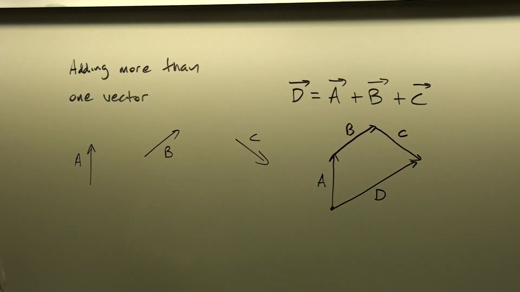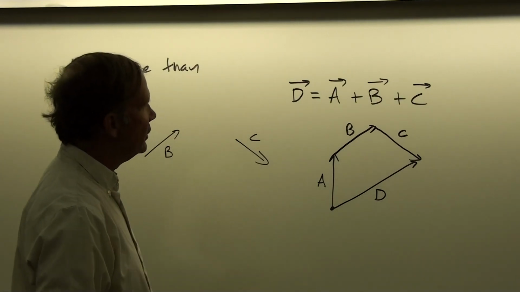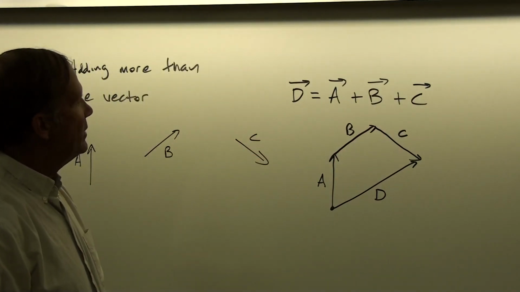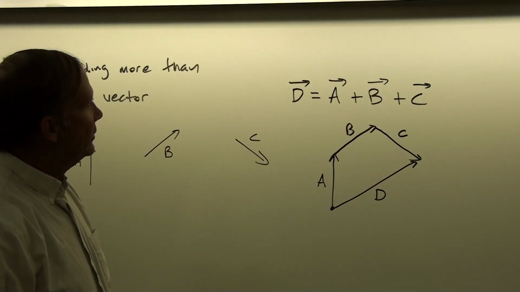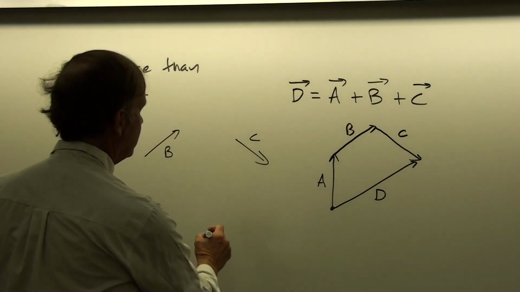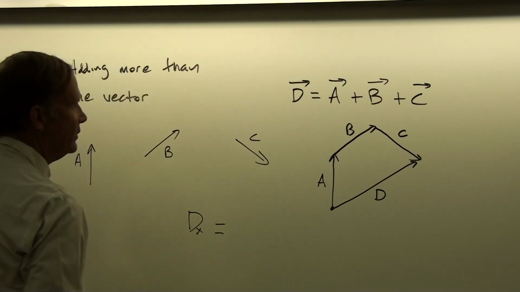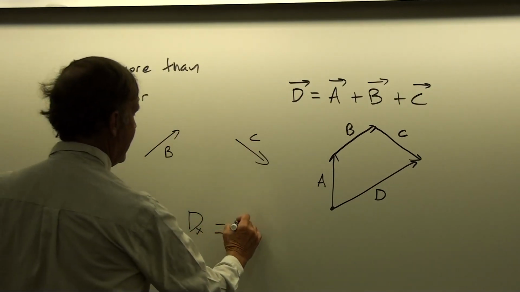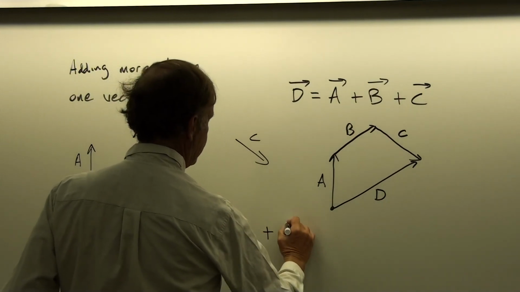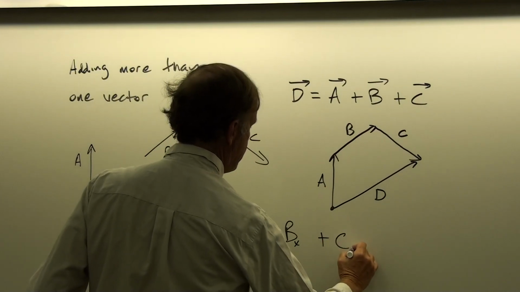Now oftentimes we are interested in getting our D vector in terms of components of A, B, and C. And so we could say that the X component of D would be equal to the X component of A plus the X component of B plus the X component of C.